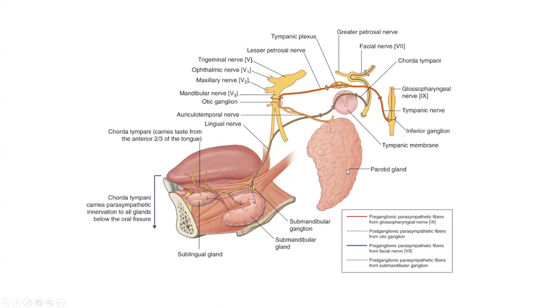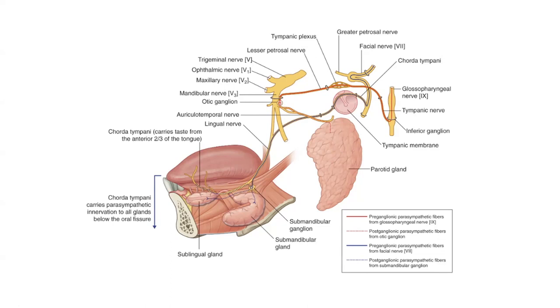Similarly, the sympathetic root is from the ciliospinal center C8-T1, to the superior cervical ganglion, and the postganglionic fibers go via the internal carotid plexus to the otic ganglion, reaching the parotid. And the sensory root, in this case, is the auriculotemporal nerve, a branch of the mandibular nerve, which is a branch of the trigeminal nerve.